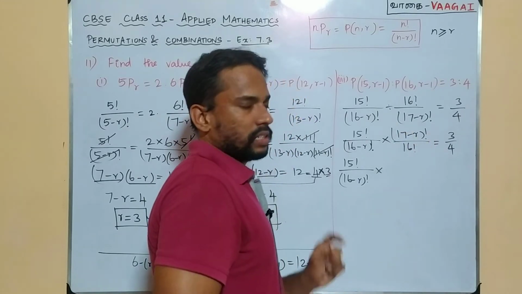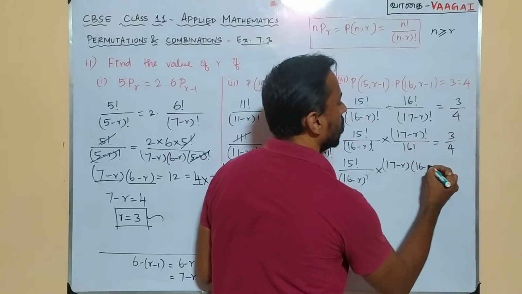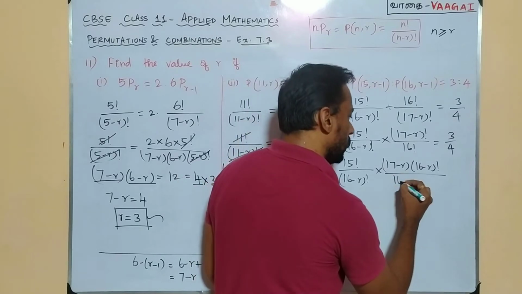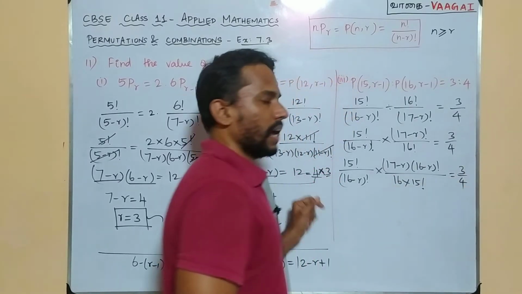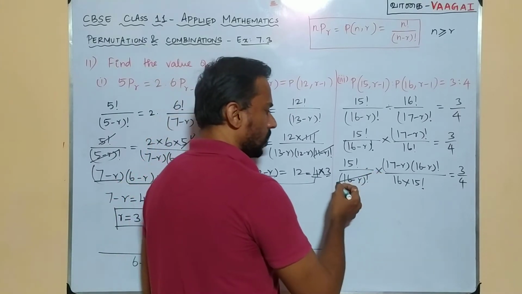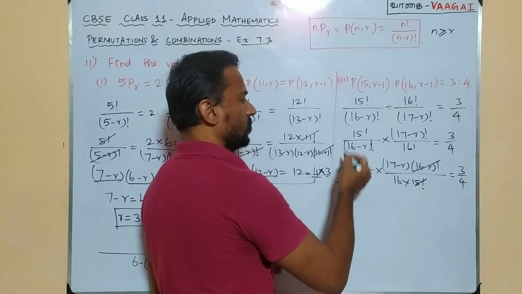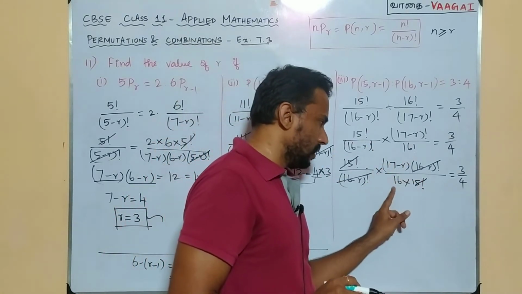Okay, this numerator, (17 minus r) factorial, can be rewritten as (17 minus r) into (16 minus r) the whole factorial, divided by this 16 factorial, which can be rewritten as 16 into 15 factorial. This is equal to 3 by 4. And now I can clearly cancel this (16 minus r) factorial with this (16 minus r) factorial, and this 15 factorial with this 15 factorial. Now we are simply left with (17 minus r) by 16.